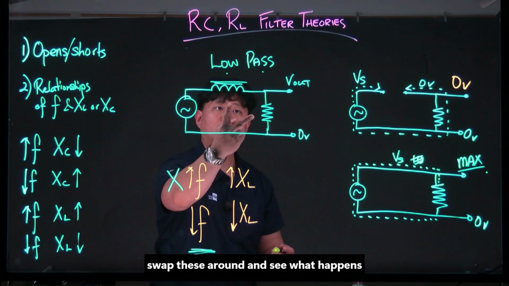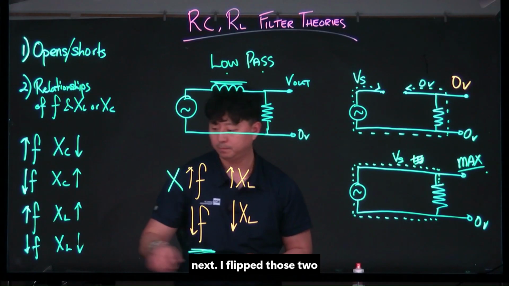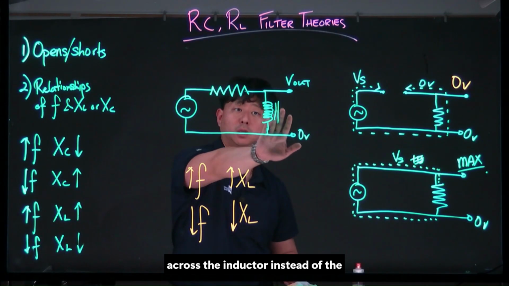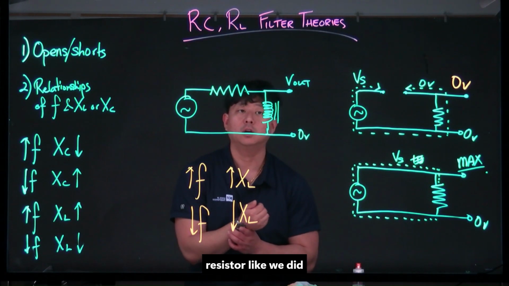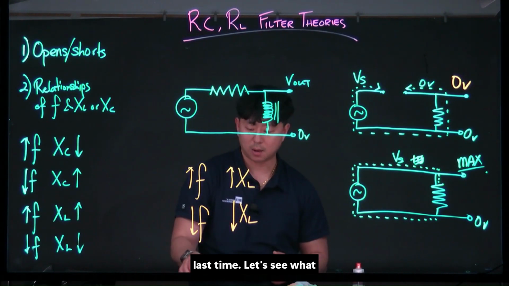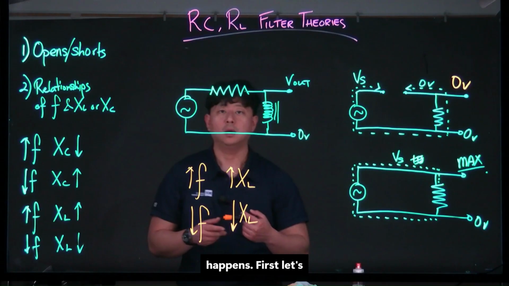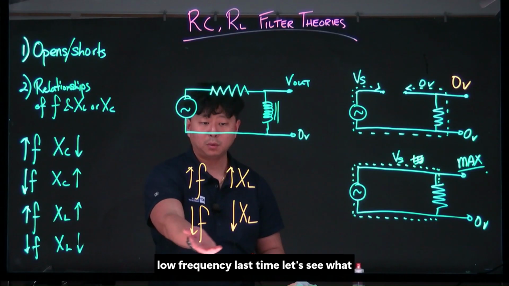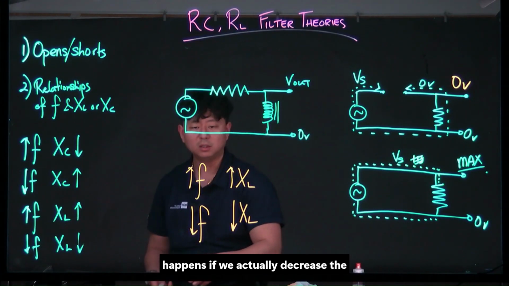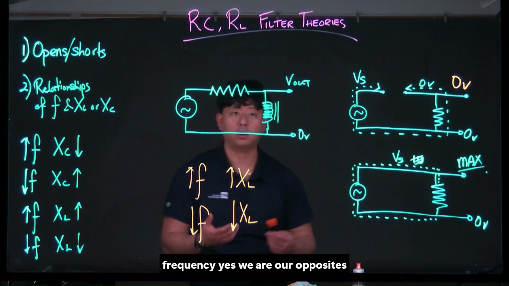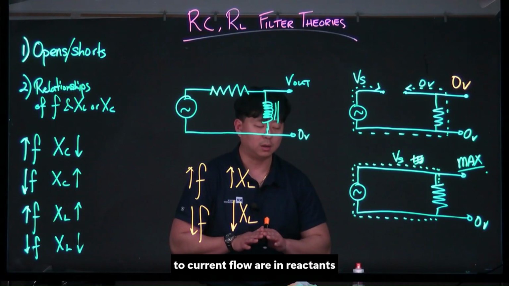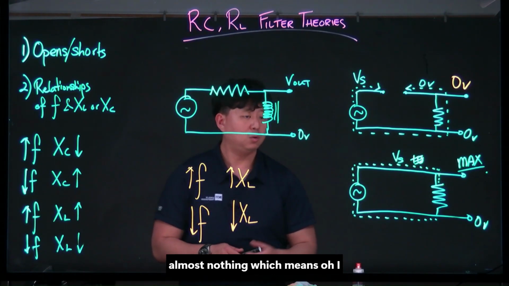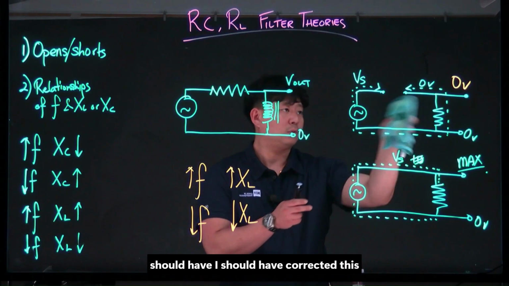Let's swap these around and see what happens next. I flipped those two components around. Now we're measuring across the inductor instead of the resistor, like we did last time. Let's see what happens. First, because we picked the low frequency last time, let's see what happens if we actually decrease the frequency. Yes, our opposites to current flow are in reactance. Resistance is down to almost nothing, which means, oh, I should have corrected this too.